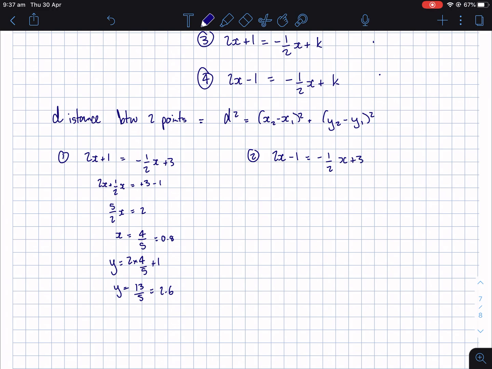Okay, number 2. This time we've got 2x take 1 equals negative half x plus 3. So we've got 5 on 2 x equals 4. So x equals 8 on 5, which is 1.6. For y, we're going to sub this in. We've got 2 times 8 on 5 take 1. So y is 11 on 5, which is 2.2.